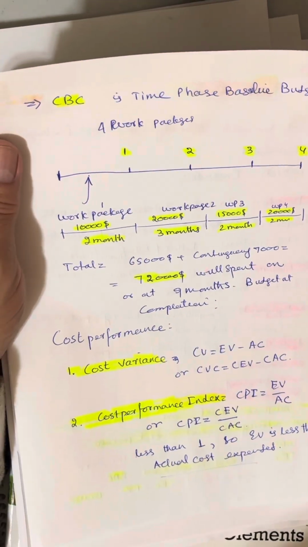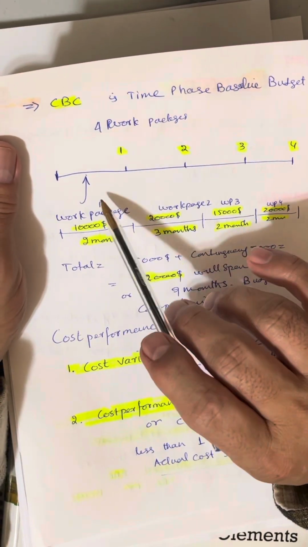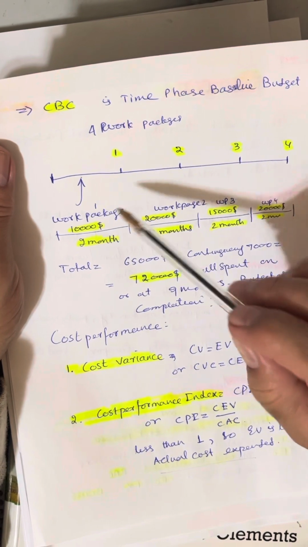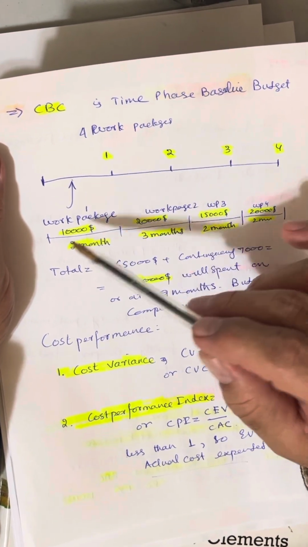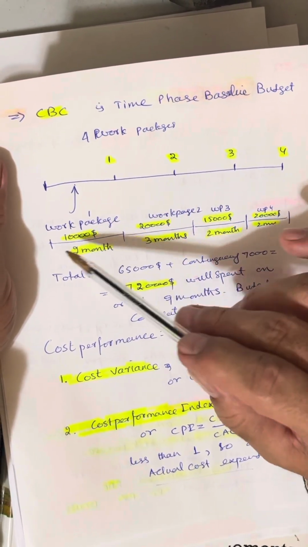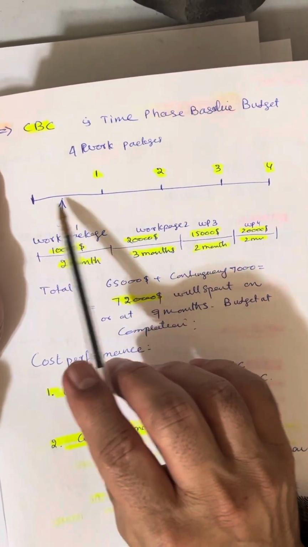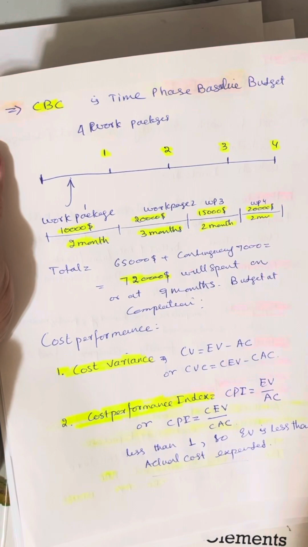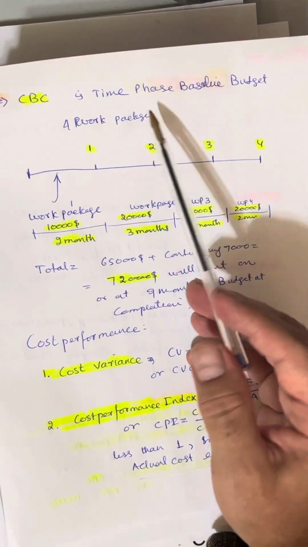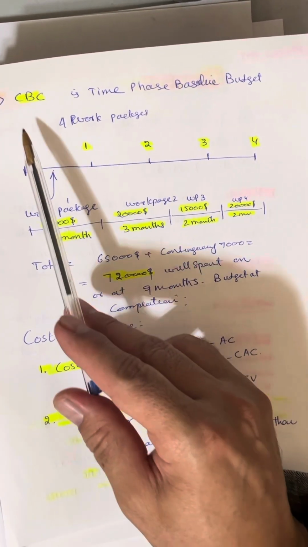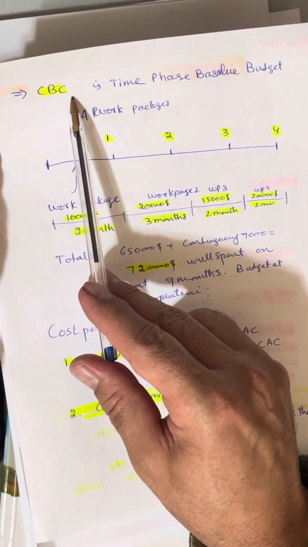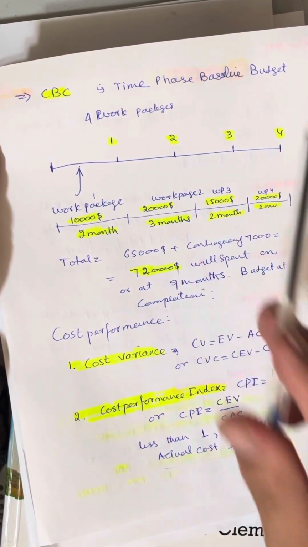When you divide the whole project into work packages, and then divide the activities of each work package in time, let's say we have a project with 4 work packages, let's say 4 deliverables. So it's a time-based budget. CBC, cumulative budgeted cost, is called a time-based budget.